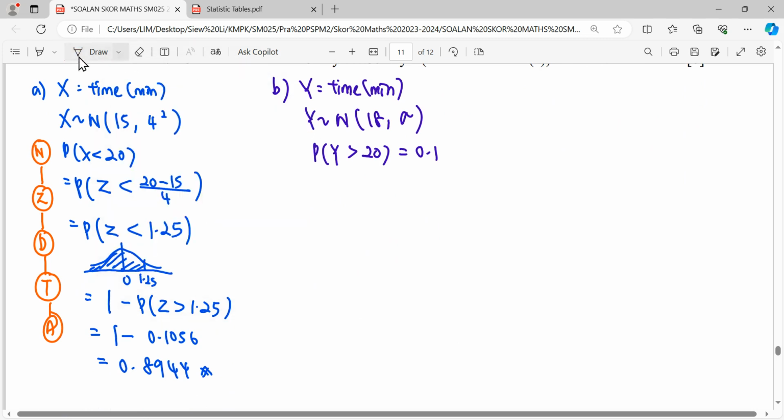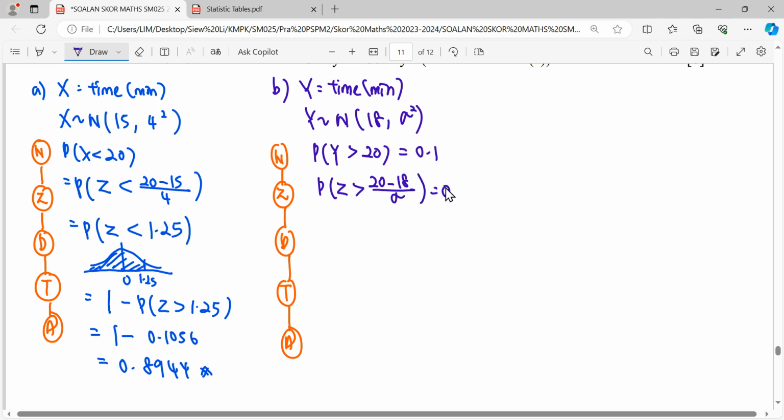Then for this question, Y follows a normal distribution. So the procedure is we change to Z, then draw, and find from the table to get the answer. So when we change to Z, 20 minus 18 over sigma equals to 0.1. Then we can write this unknown as a value a, so that when we draw, we can guess our value a here. So our a may be at the left hand side.